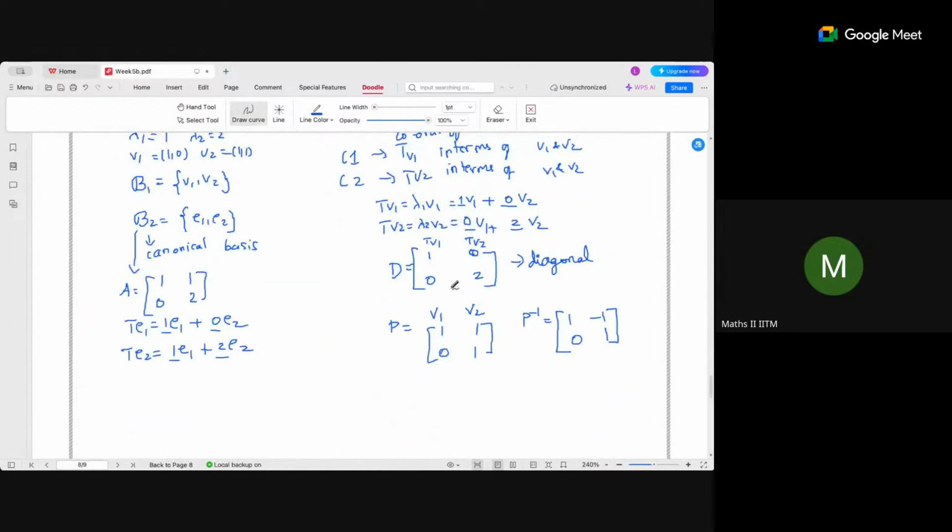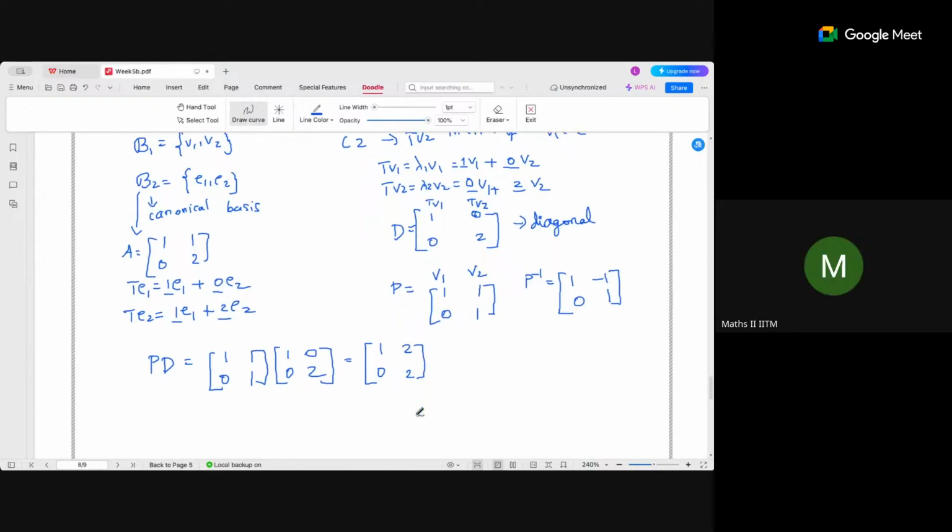So here PDP inverse. Everyone do the computation. What is P into D? First calculate this and tell me. P is 1 1, 0 1, and D is 1 0, 0 2. Calculate this and tell me. What is the first column? 1, 0. What is the second column? 2, 2. It's 2 and again 2. Correct? Okay.